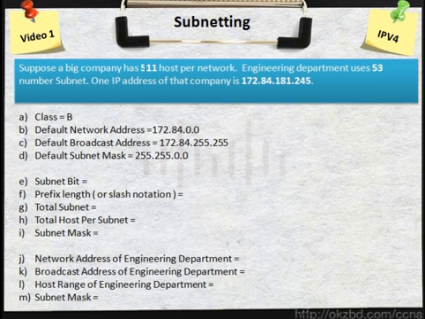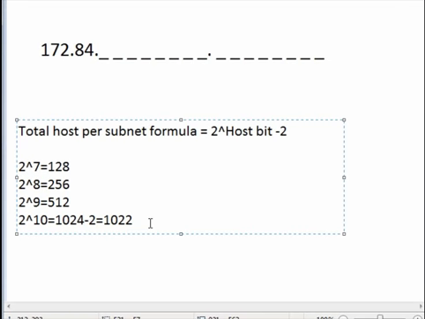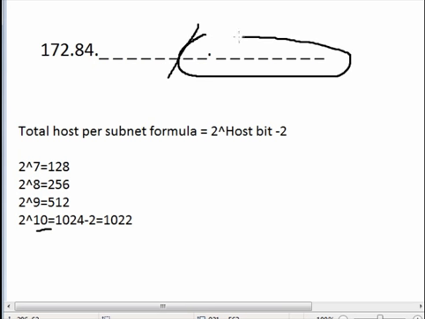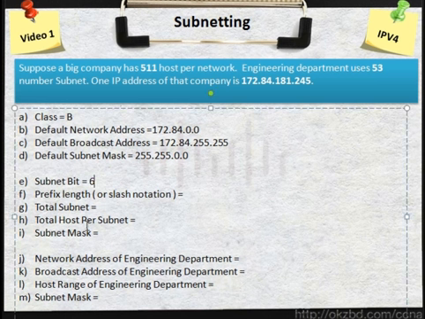Now 511 hosts per network is covered by 1022. So our host bit is 10. From right to left, 8, 9, 10. These 10 bits are host bits, and the remaining 6 bits are the subnet bits. 1, 2, 3, 4, 5, 6. So our subnet bit is 6.